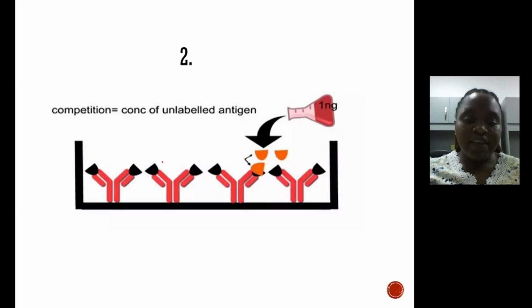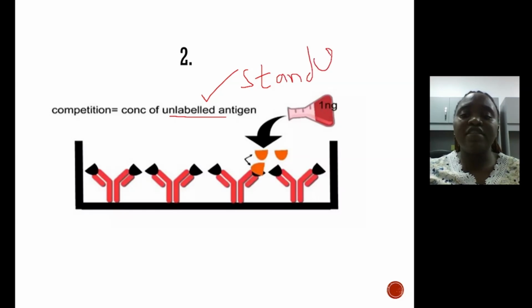Then number 2, you add to that well your unlabeled antigen. This is the one that you have commercially obtained, so it's not from your sample. This is a standard, or known. And you can see in this case the known is 1 nanogram. So you add it to your well.